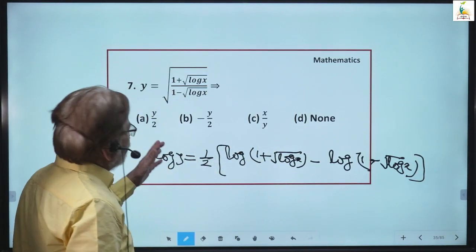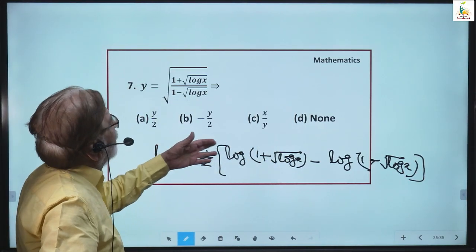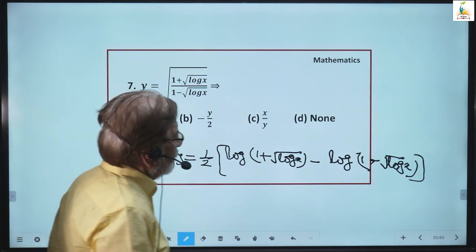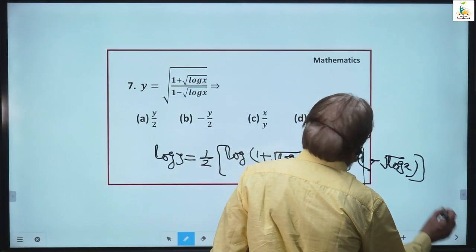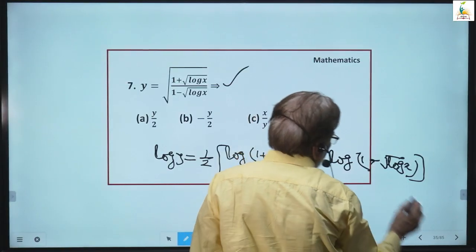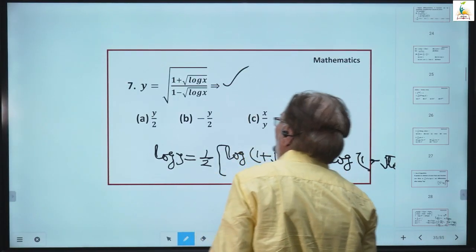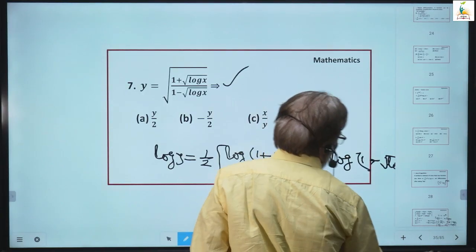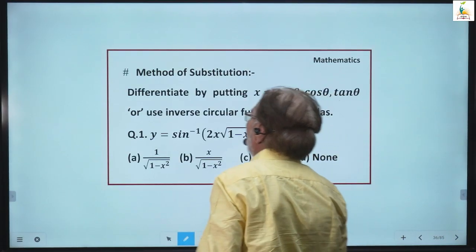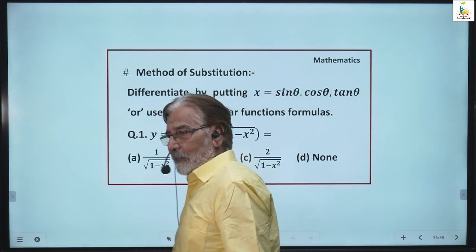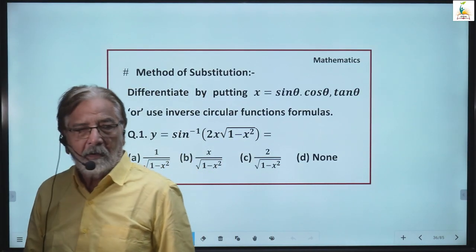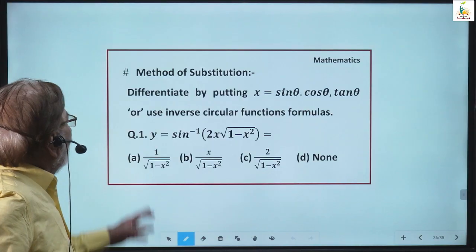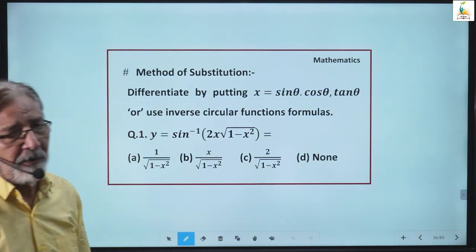Next is, this is a good question. Second one is, this is a good question. Now in the next part, we have seen the use of the logarithm for finding differentiation. Now in the next part, the method of substitution.